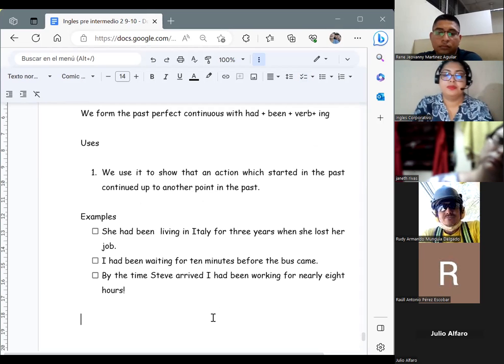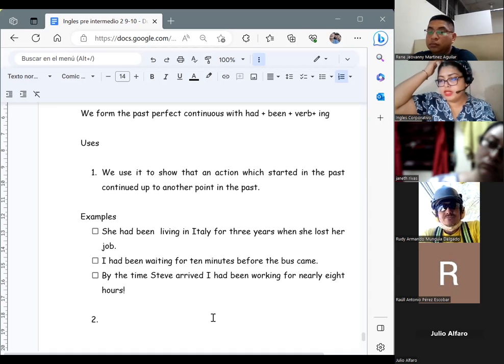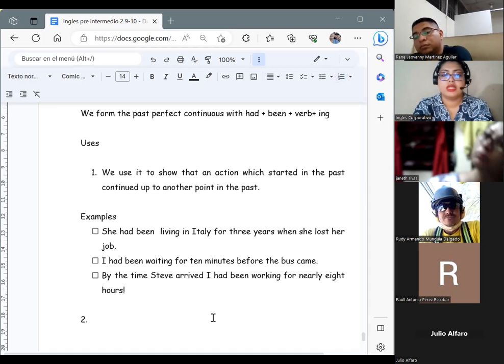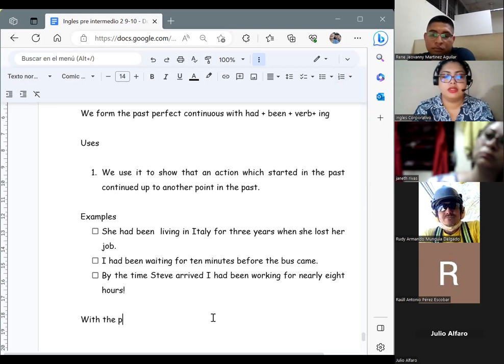Now, the second one. With the past perfect, we use time expressions such as for 5 hours, for 2 weeks, for a long time, but a time. This is not a rule in itself, so in this case we are going to move this one. No es como una regla, sino que es una especificación de qué time expressions podemos utilizar. Ya luego les pongo la regla, so give me a moment. With the past, we use time expressions.